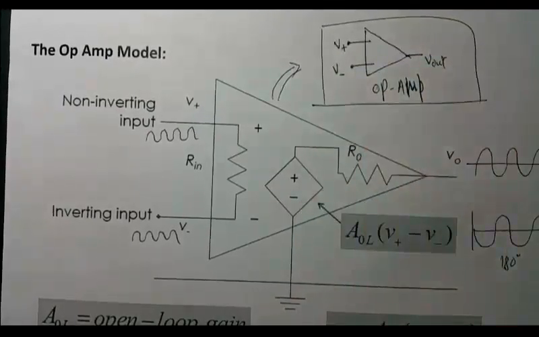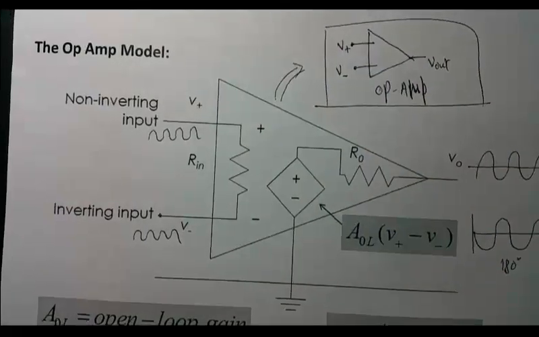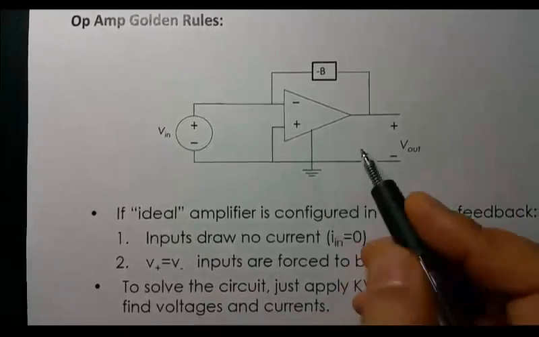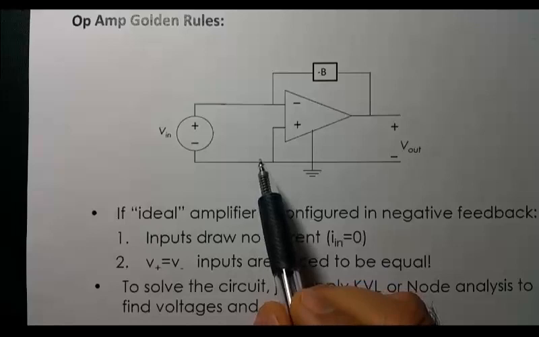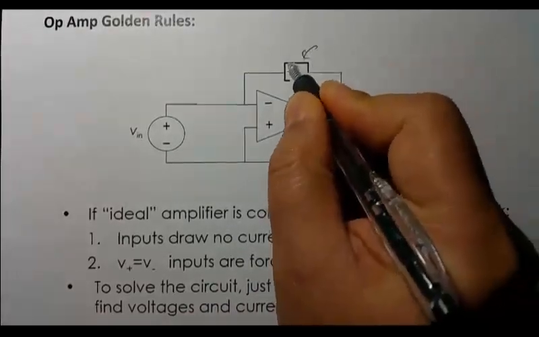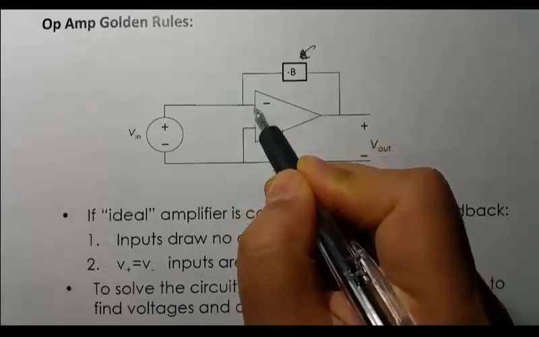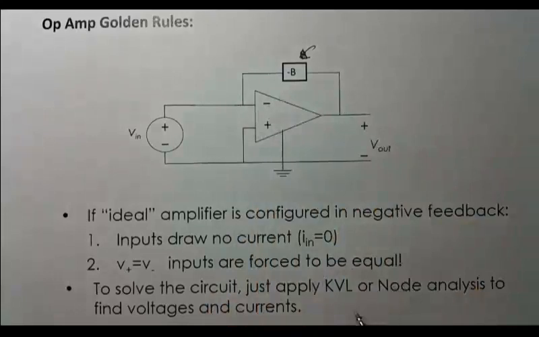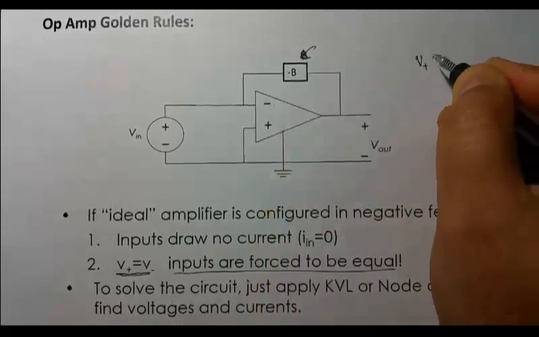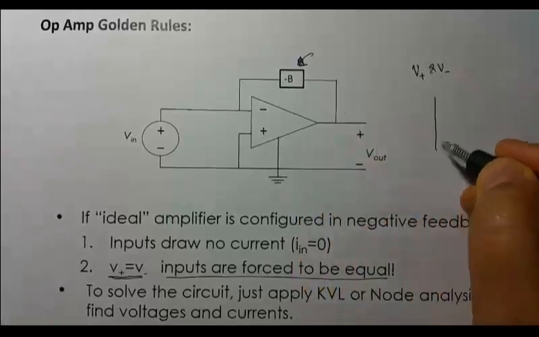Now next, let me show you the so-called golden rules for most of our op-amp calculations. If you want to make the op-amp a stable voltage amplifier, you need negative feedback. This box shown here is called negative feedback because it brings some of the output voltage to the inverting input, so that it forces the V plus and V minus inputs to be equal. Because if V plus and V minus are not equal, then you get saturation in the output.